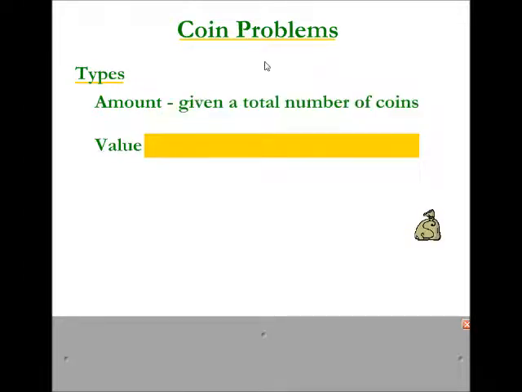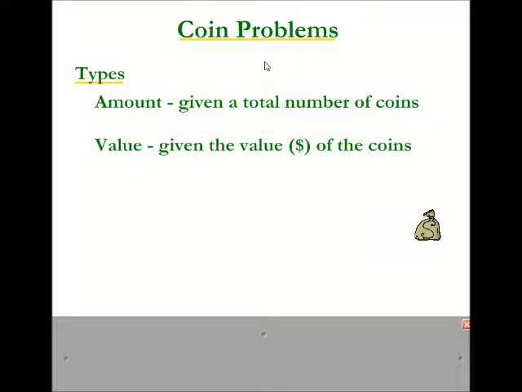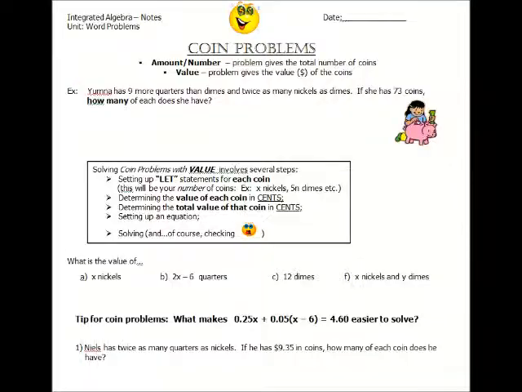Typically, you're given information regarding both. Amount is the number of coins. So say I have 10 nickels. Well, that's not 10 cents. 10 nickels is not $10. So you have to consider what the value would be of the number of coins that you have. Okay? So we'll start with coin problems, and we want to look at the number and the value. Typically, you will have mostly value problems.